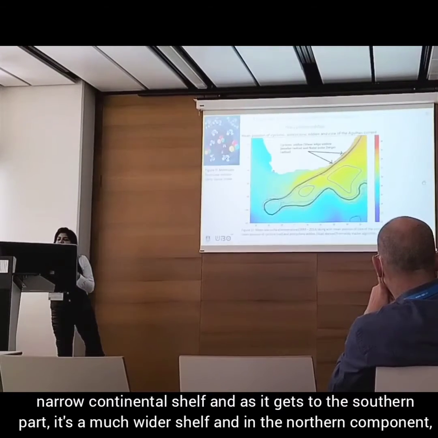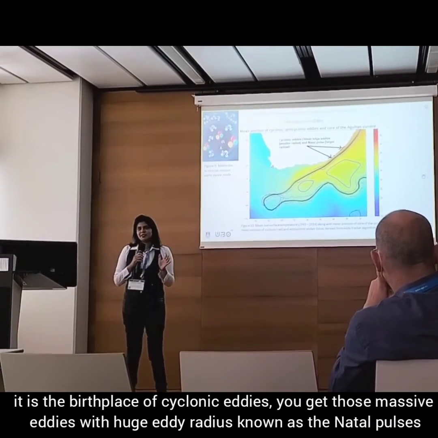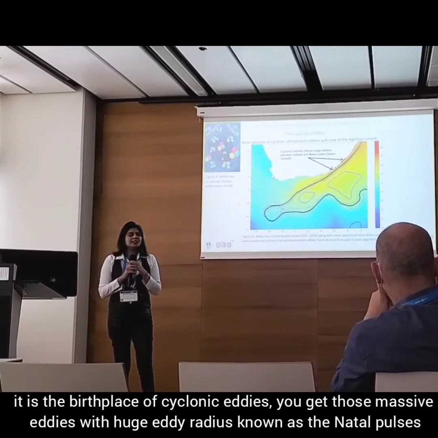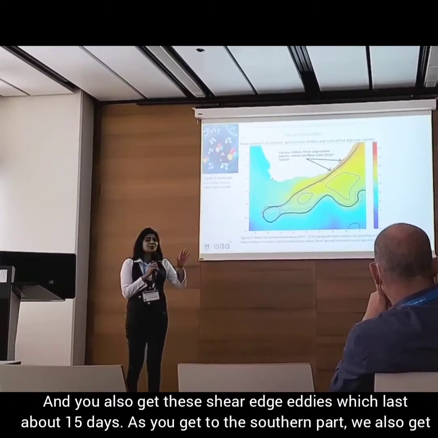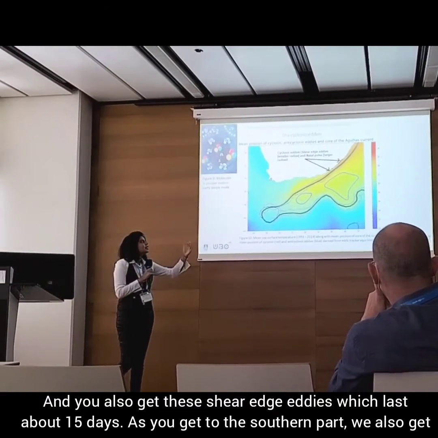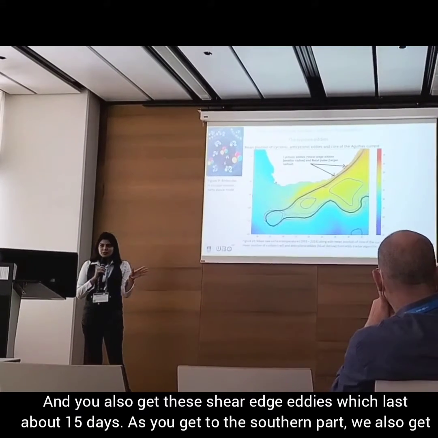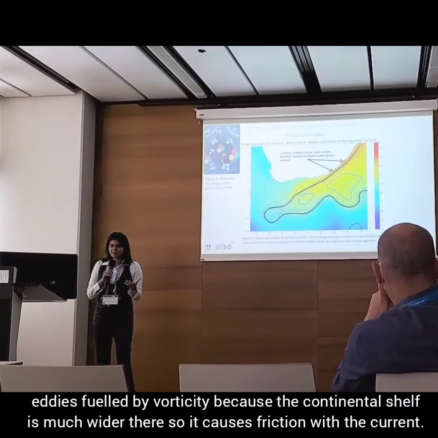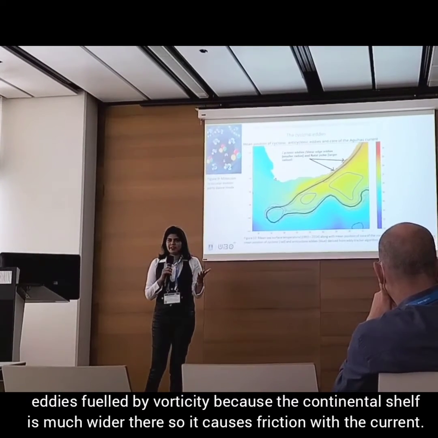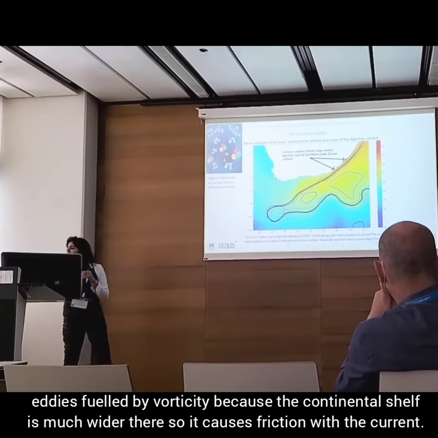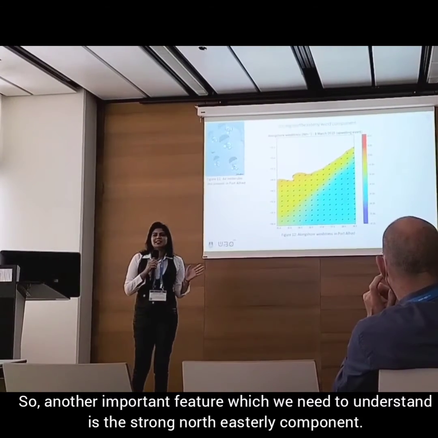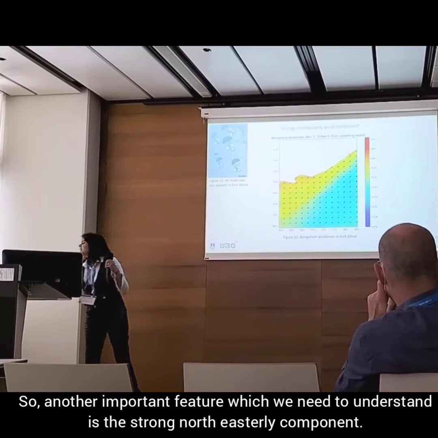And the northern component is a birthplace of cyclonic eddies. You get those massive eddies with huge eddy radius, known as the Natal pulses, and you also get those shear edge eddies, which last about 15 days. As you get to the southern part, you also get eddies, which are fueled by vorticity, because the continental shelf is much wider there, so it causes friction with the current. Another important feature which we need to understand is a strong northeasterly component.